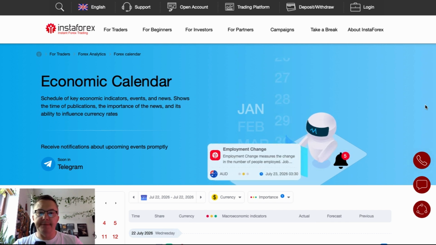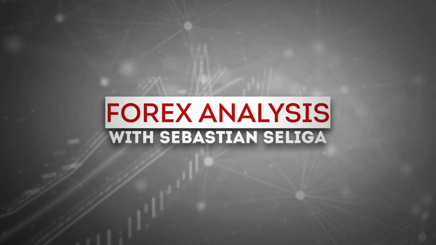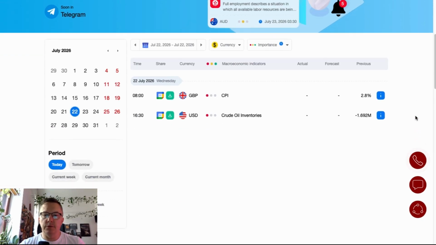Today is Wednesday, July 22nd, 2026. Let's take a look at the economic calendar for today. So the economic calendar has two high important data releases. One is the CPI data from the UK, scheduled for release at 8 o'clock, and the second one is crude oil inventories from the USA, scheduled for release at 4:30. And that's about the calendar for today with high economic impact data releases.